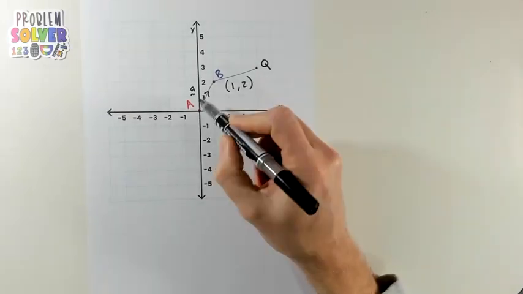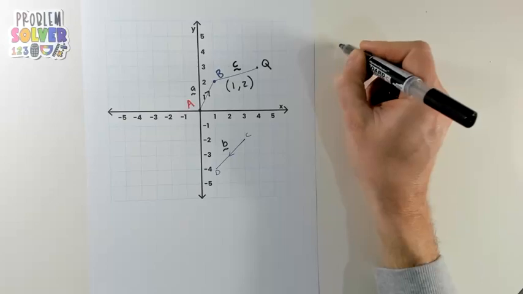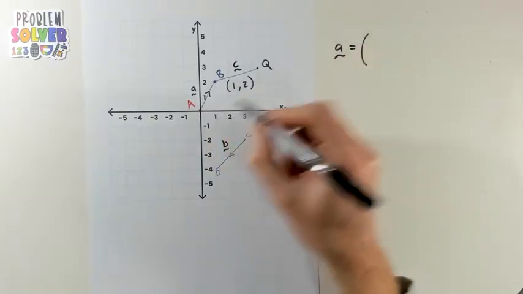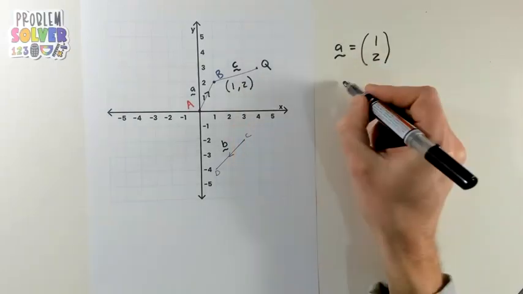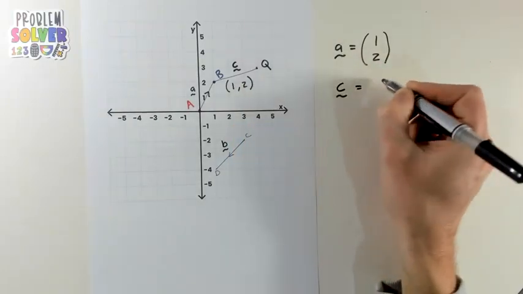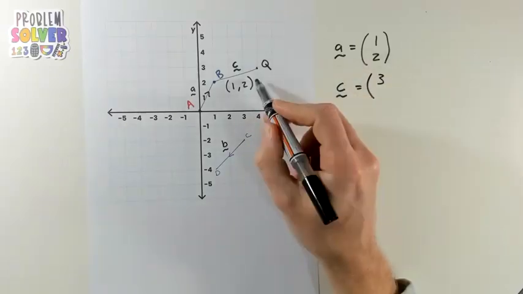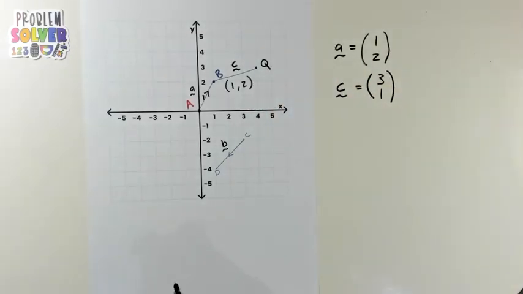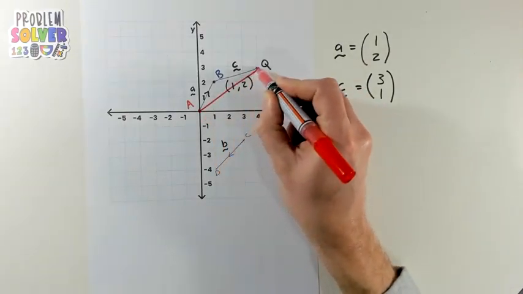So, and I'm going to use C. So A, we saw already that was 1 unit forward and 2 units up. And I know C is going to be 1, 2, 3 units forward and 1 unit up. Okay. But I can also just go from A to Q directly. A all the way to Q.